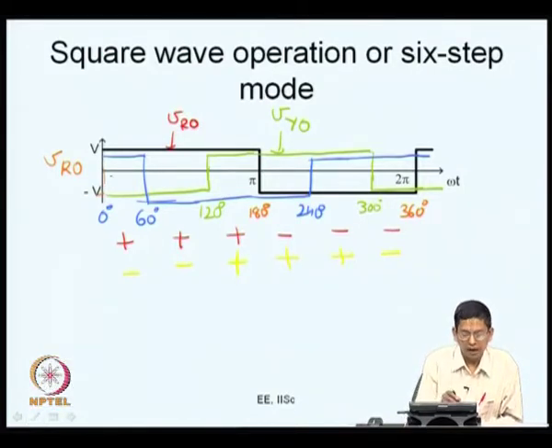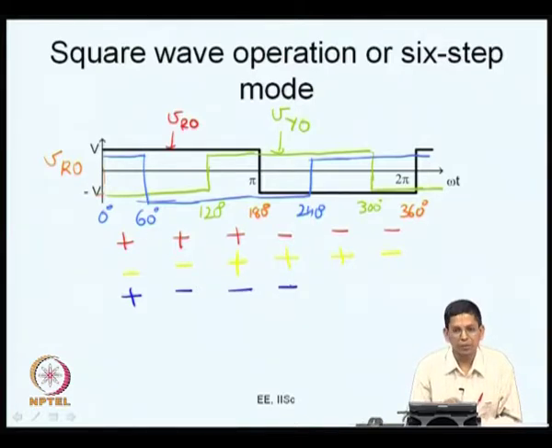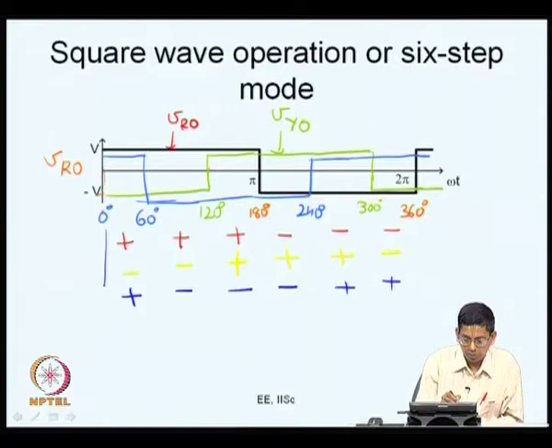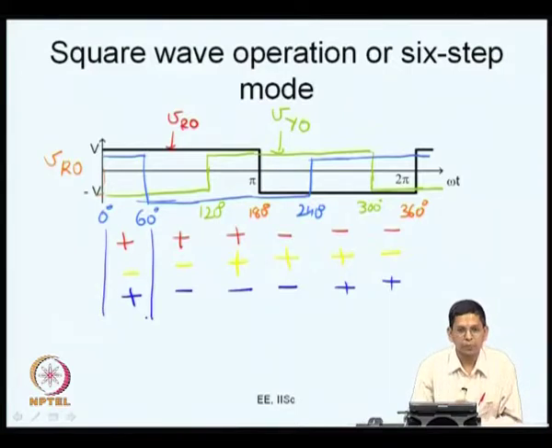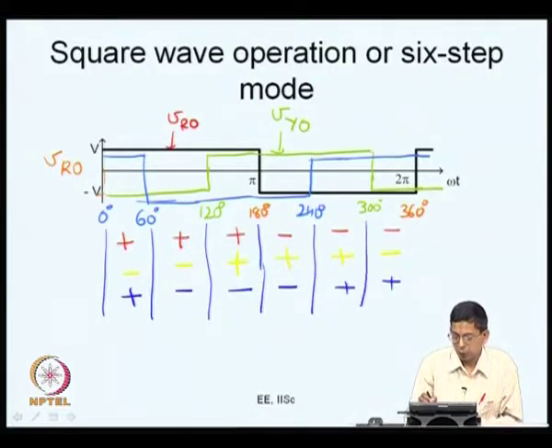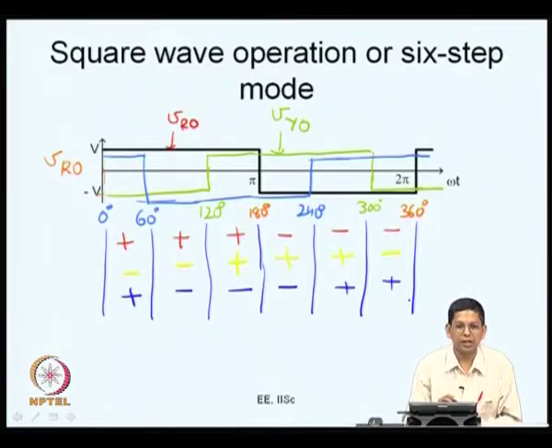The blue phase is high for the first 60 degree duration, and then the blue phase is low from 60 degree all the way up to 240 degrees. Then subsequently it goes high. So, what I am trying to say is this is between 0 to 60 degree, this is between 60 to 120 degree, this is between 120 to 180 degree. So, every sixth of the fundamental cycle the inverter is in the same switching state.